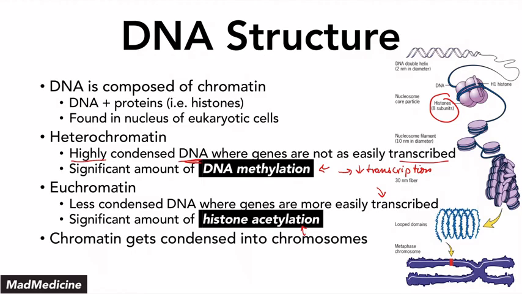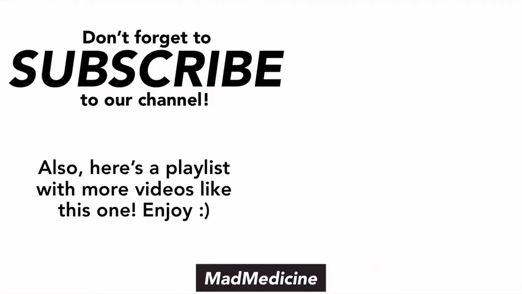Now, chromatin gets condensed into chromosomes, okay? That's what is happening. So when you have chromatin and it gets condensed even more and more, you're going to see those classic chromosomes right here that you see during metaphase. And that usually occurs during the cell cycle when the cell is getting ready to actually divide and split up into two cells. And with that being said, that is the basics of our DNA overview lecture.